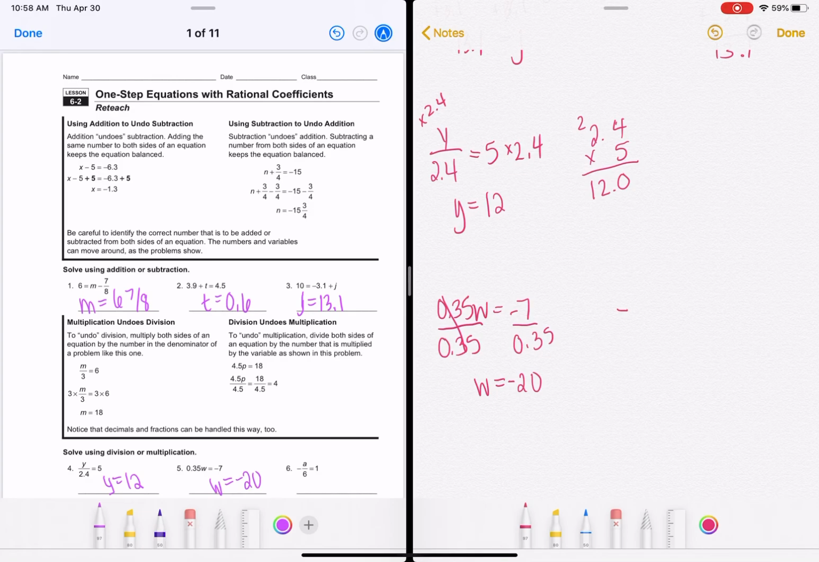And number 6, we have negative a over 6 equals 1. So this is division, and we're going to take that negative with us. So we're going to multiply both sides by negative 6. So I'm left with a equals 1 times negative 6 is negative 6.